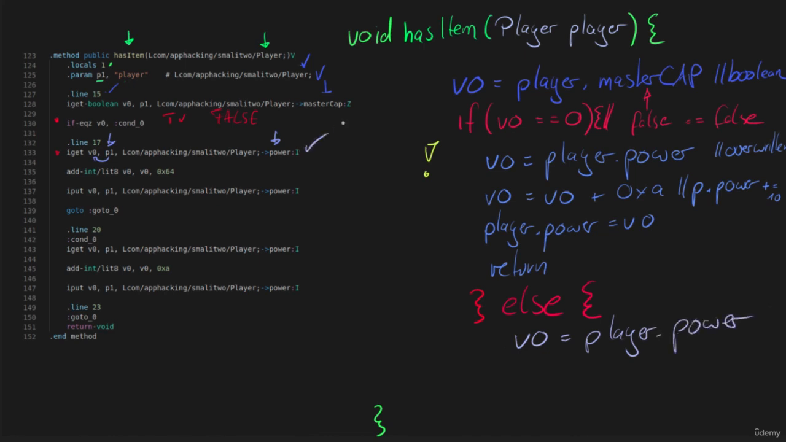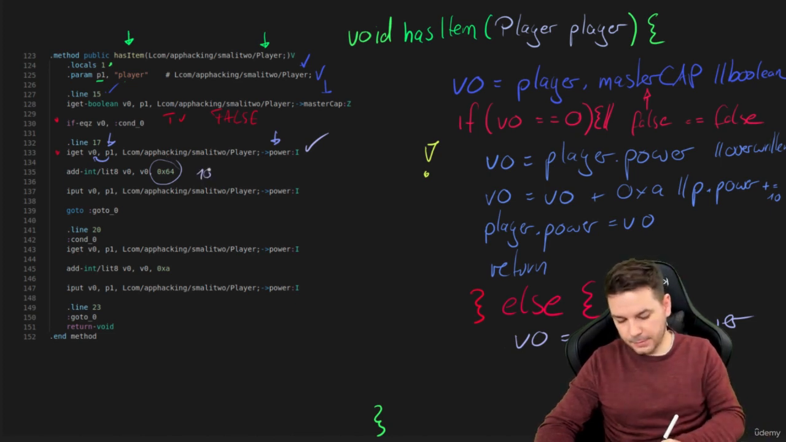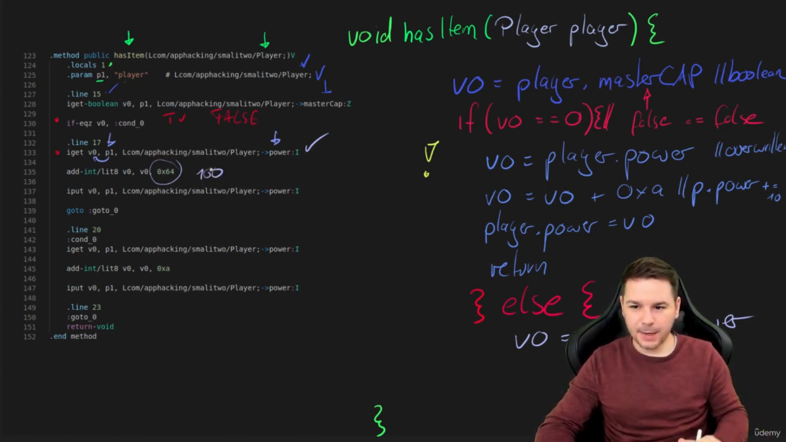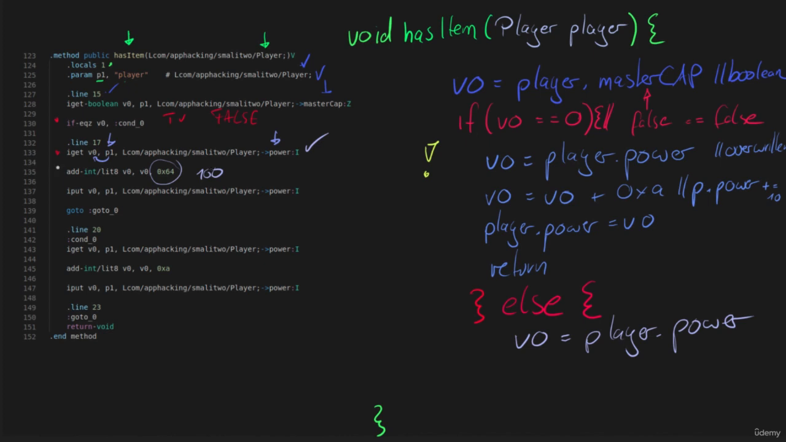Okay, then we are adding this value over here. And let's do the math. We are having 4 plus 6 times 16. 100. Okay, I cheated a little bit, but it is 100. So let's pretend we did solve this just here. Then we are adding this value to V0 and storing it back in V0. This means we're having the equivalent from this, but with our new power level.